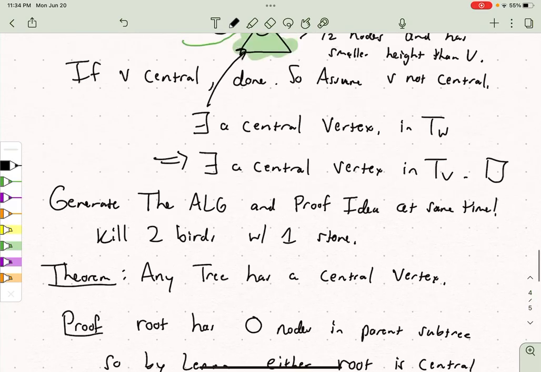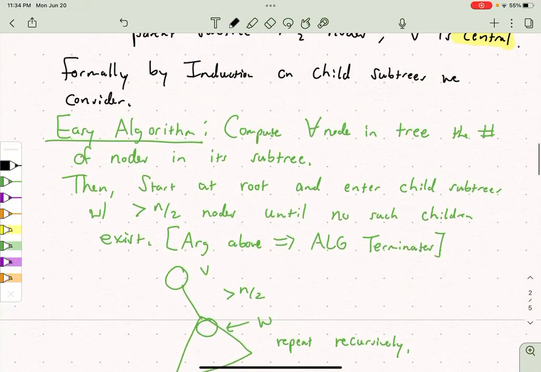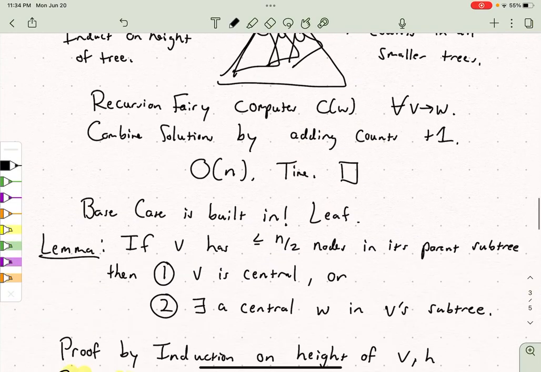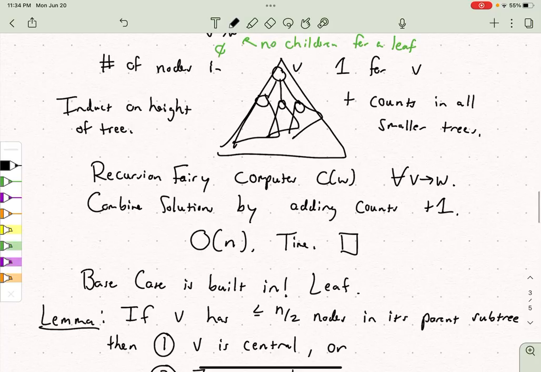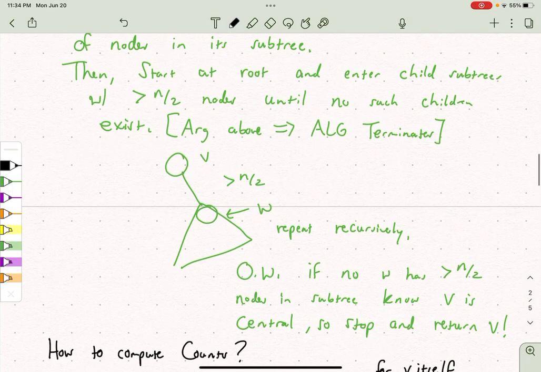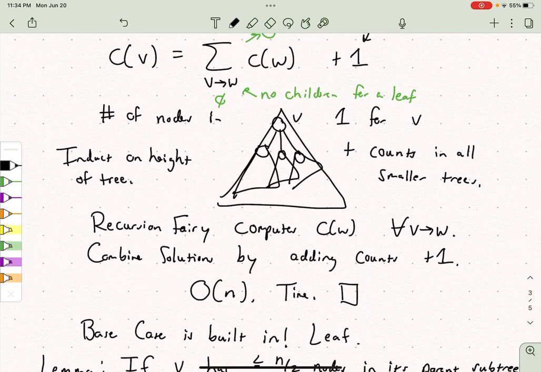Okay? So that's the full proof that central vertices exist. And this implies, together with our argument before, that the combination of these two algorithms is truly correct. And they're fast, O of n time. This is also an example of a reduction, because we reduced the problem of finding central vertices to the problem of counting the number of nodes in subtrees.